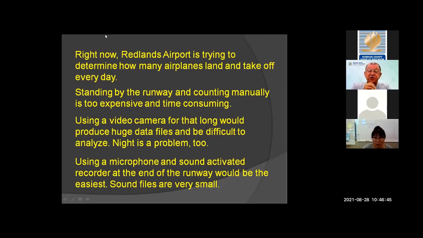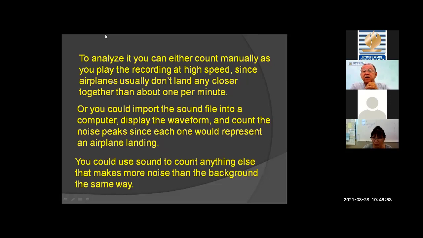If you use a microphone and a sound activated recorder, however, stick it out at the end of the runway and walk away, then every time somebody flies by, they're going to make a noise spike. Sound files are really small, so at the end of the day, you can bring the files into the computer. You either count manually as you play the recording at high speed, since they don't land very often, you can condense it way down and still count it, or you can import it into a computer, display the waveform, and count the noise peaks. Either one of those accomplishes exactly the same thing. You can use sound too to count anything else that makes more noise than the background.